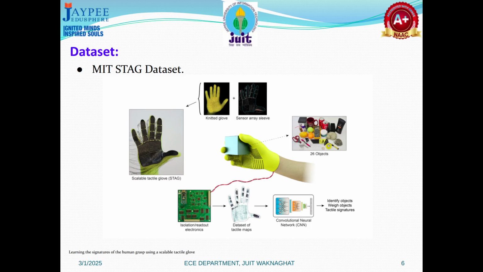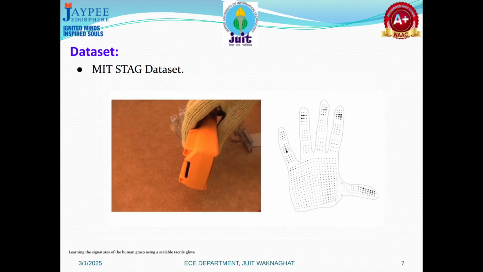And this is how it looks. Wherever there is contact, there will be high values, and if there is no contact, it will give a low pressure value.